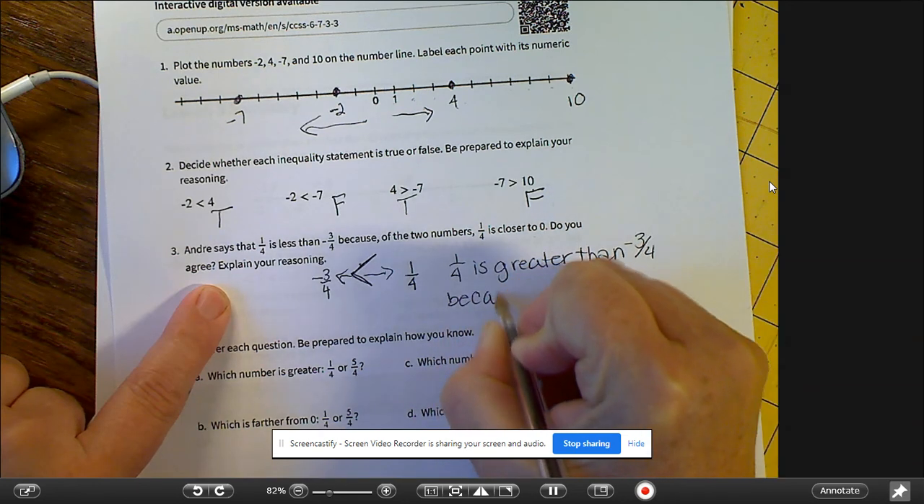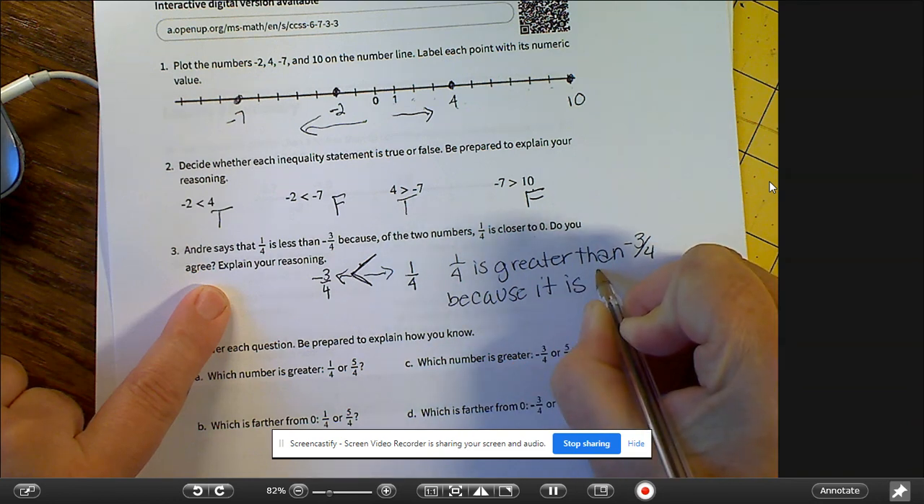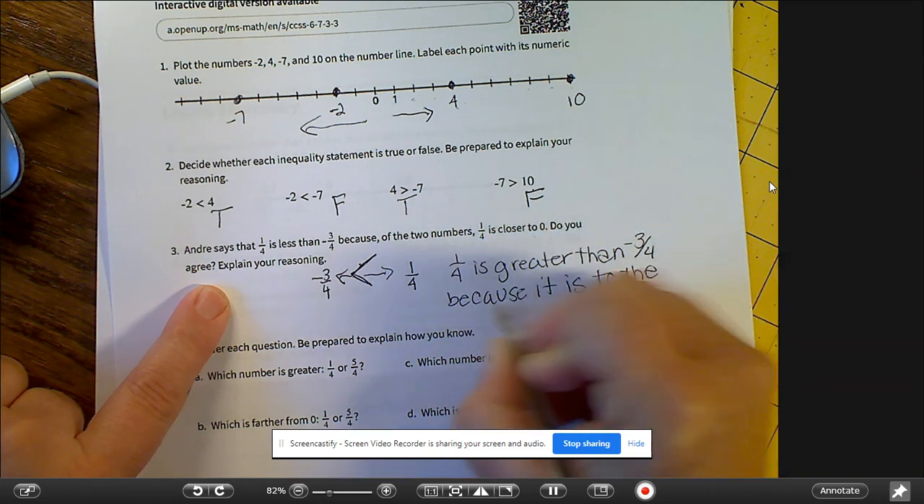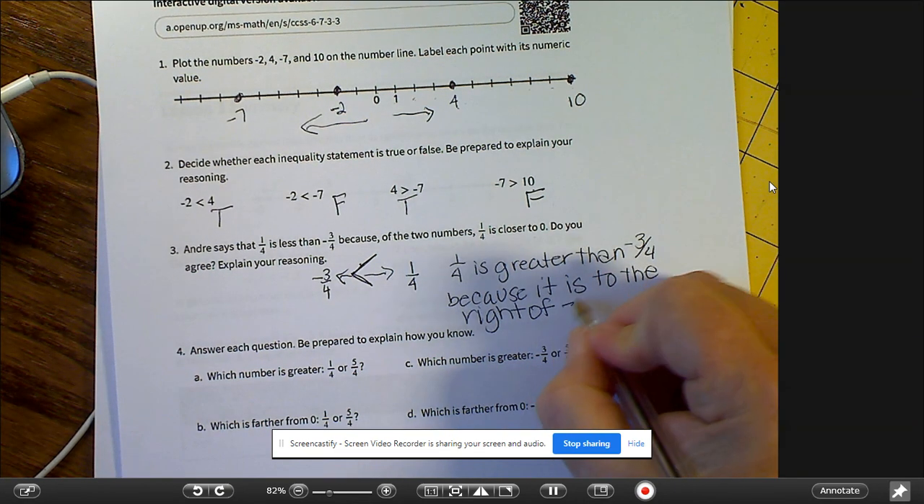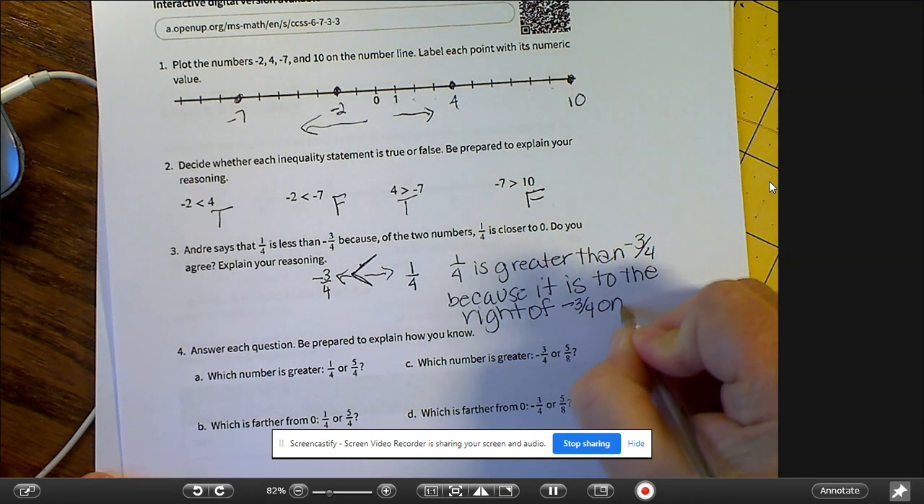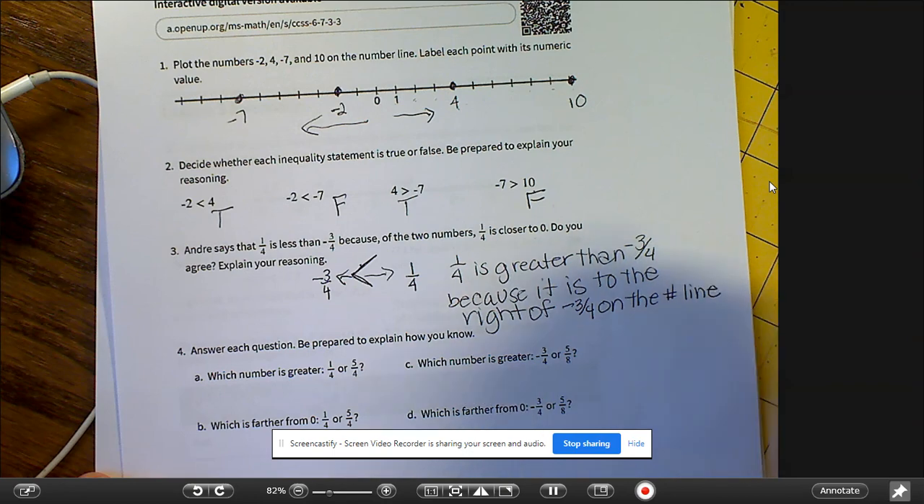because it is to the right on the number line. To the right of negative 3/4 on the number line. Number 4.